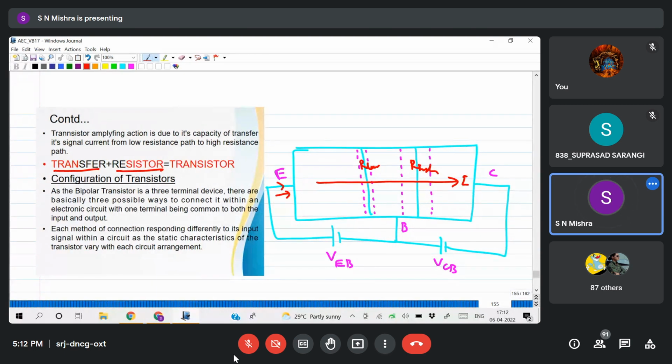So that's why you can see the terms transfer and resistor. Transfer means current is transferring from a low resistance path to a high resistance path. Using these two terms, some part of transfer and some part of resistor is taken and combined to get the term transistor. You can see here in red color I have marked transfer plus resistor. So trans from transfer, resistor from resistor. Combined, it is called transistor.